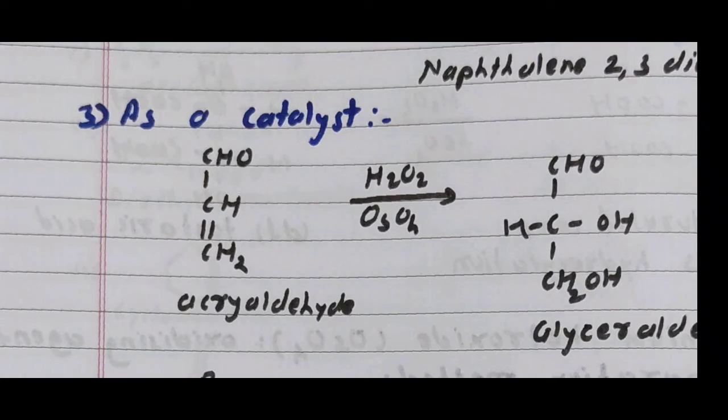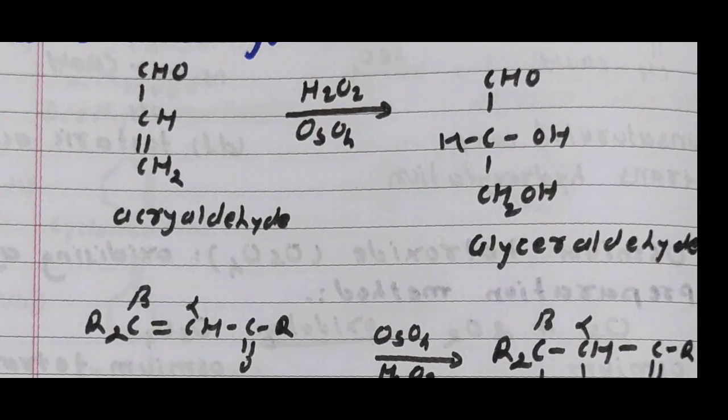Then acrylaldehyde in presence of H2O2, hydrogen peroxide, and OsO4 gives formation of glyceraldehyde, CHO CH(OH) CH2OH. This is the structure of glyceraldehyde. Acrylaldehyde is CHO CH double bond CH2. This structure is called acrylaldehyde. Then acrylaldehyde in presence of hydrogen peroxide and OsO4 is converted to glyceraldehyde.